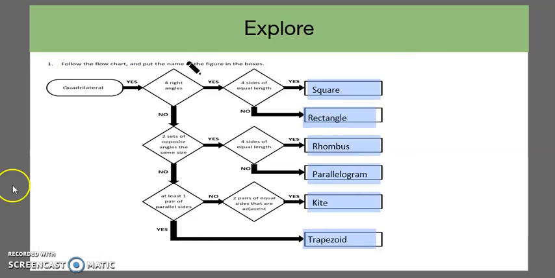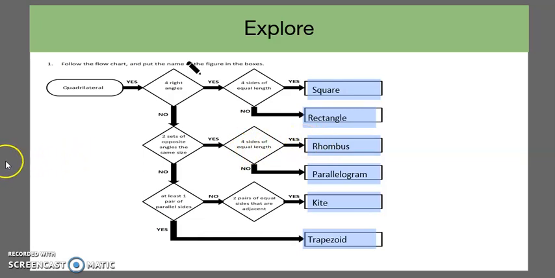Okay, so when looking at this chart, we want to go through each of them and see which one would make sense. For example, if we're looking at a figure that has four right angles and four sides of equal length, we're talking about a square. If we go down to at least one pair of parallel sides, we see that it's a trapezoid. We could do another one. If we're talking about two sets of opposite angles the same size, and four sides of equal length, we're talking about a rhombus.